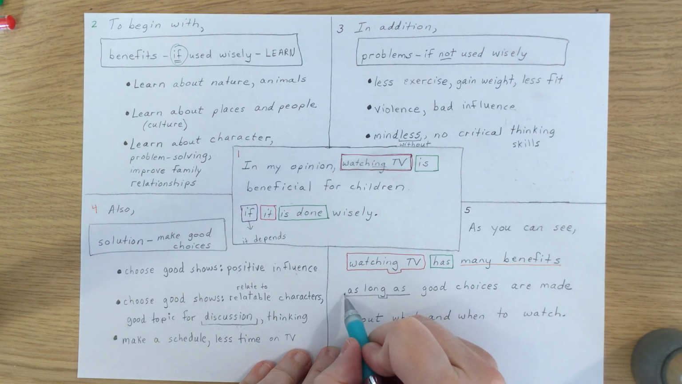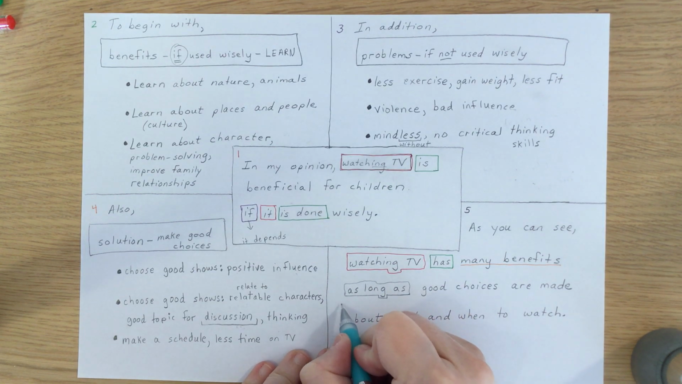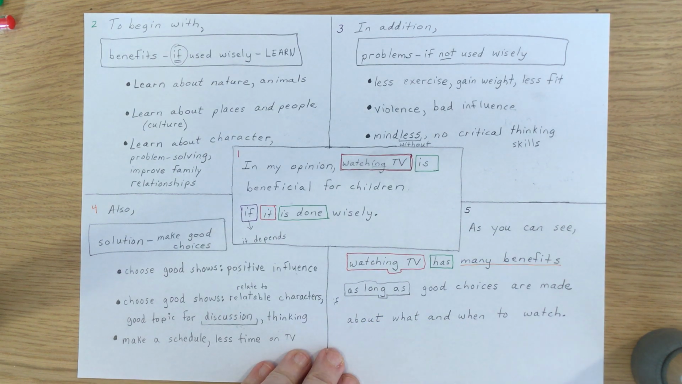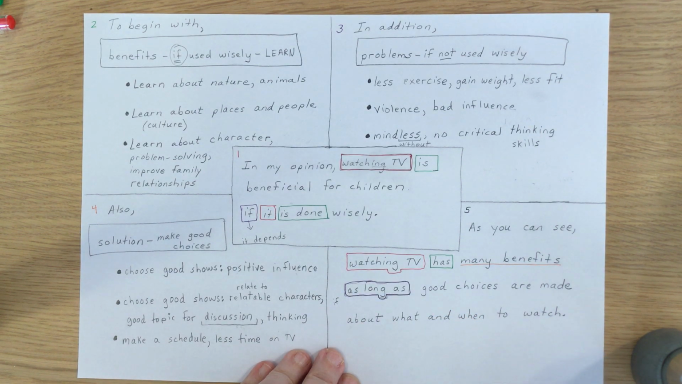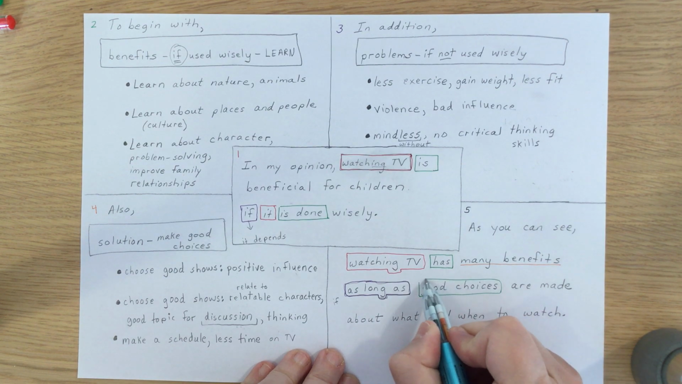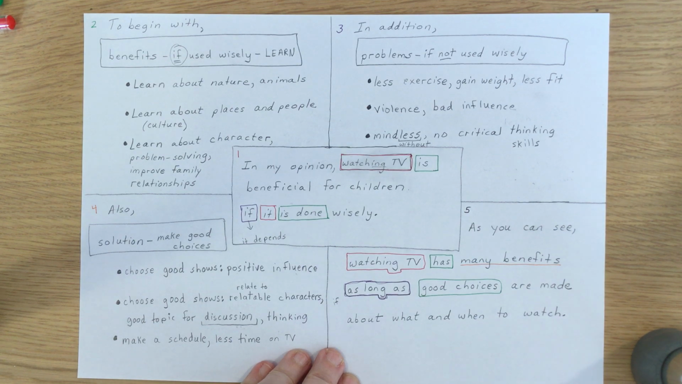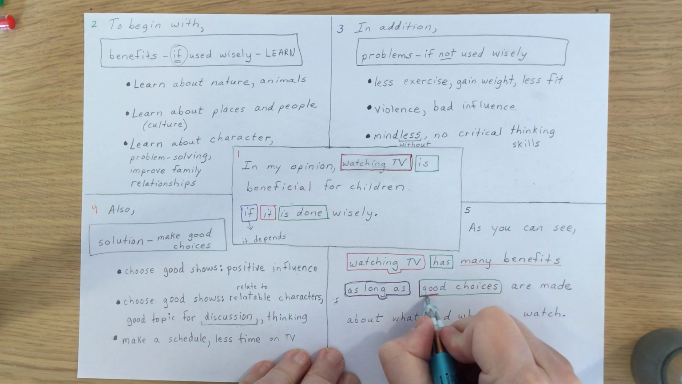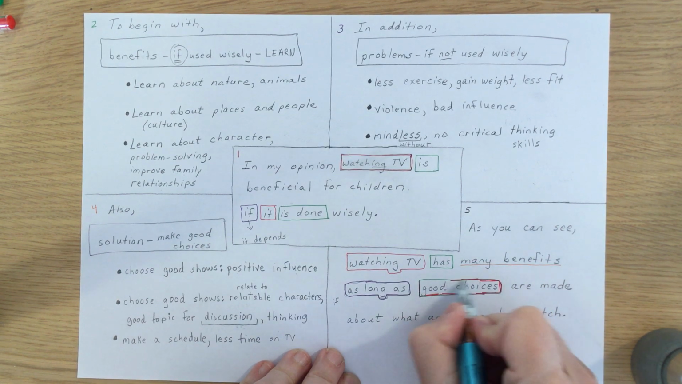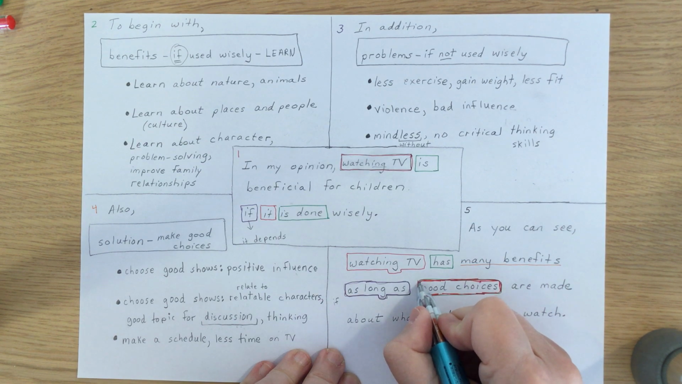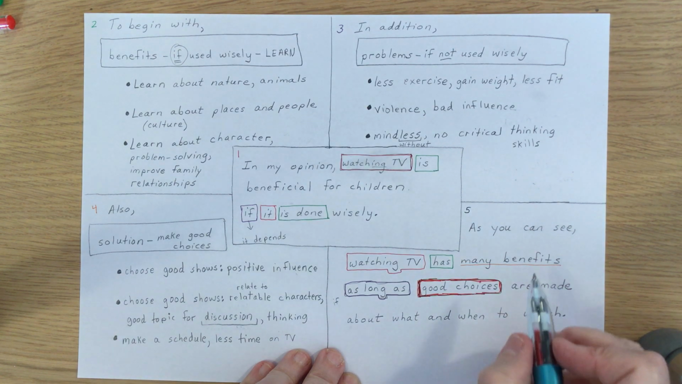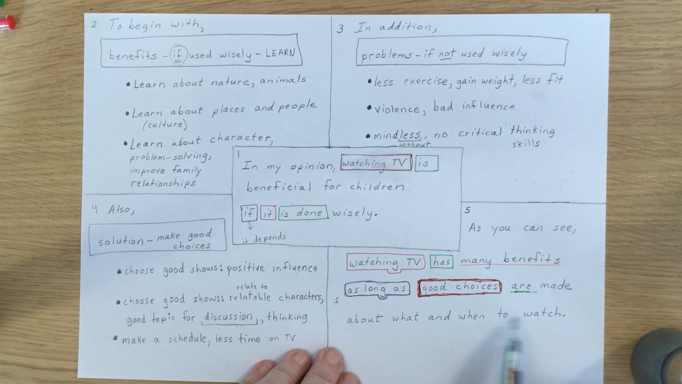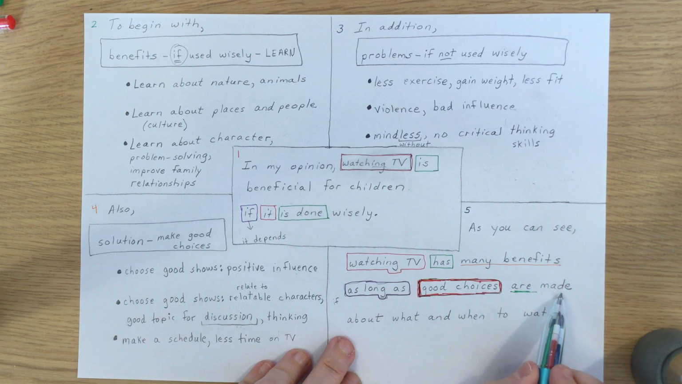One thing I want to say is that this here is like a purple conjunction, just like "if," okay? So this is a complex sentence. This right here is my purple conjunction. And then this is my subject, good choices. Whoops, this should be red, right? Because I use red for my subject. Okay, here we go. And then the verb. And then we have a phrase that says about what good choices are made. And then we have to say about what kind of choices, what and when to watch.